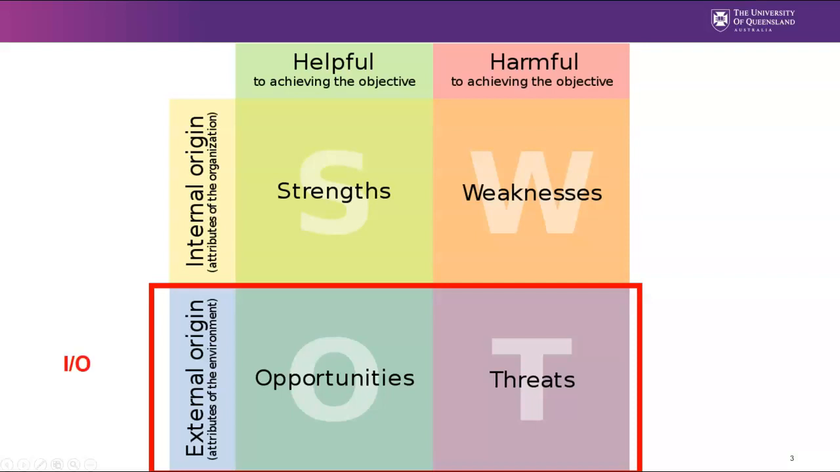Your opportunities and threats are external, okay? So these are attributes of the external environment. That's why it's the IO model. You're looking at what is going on outside of the organization, so within the industry that the firm is operating in, but not within the firm itself. Okay, so that's really what we're looking at with the IO model and the external.